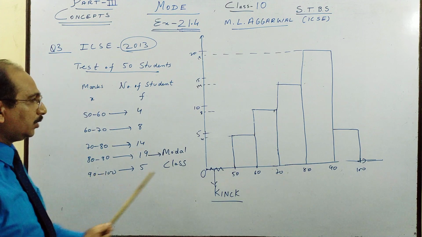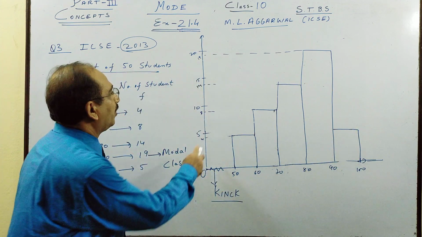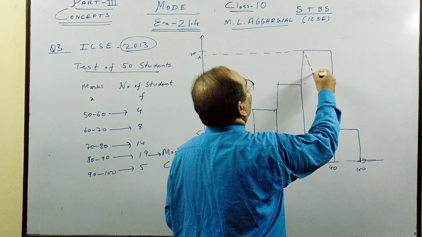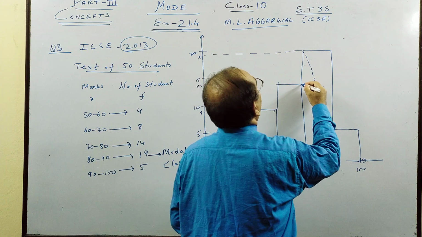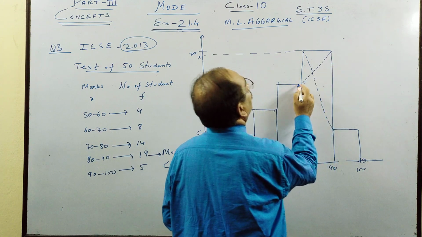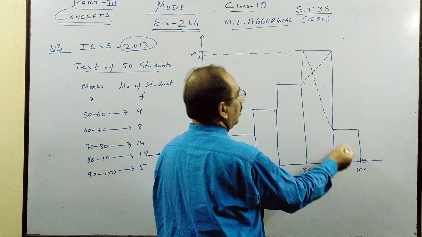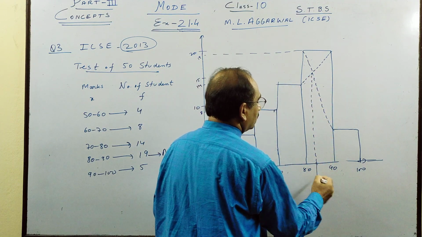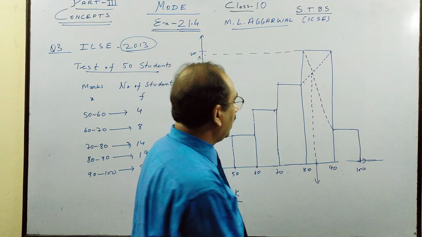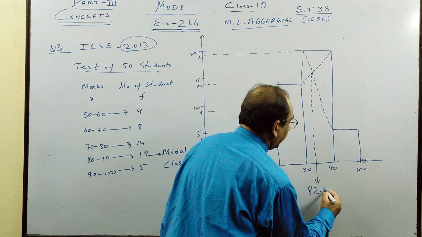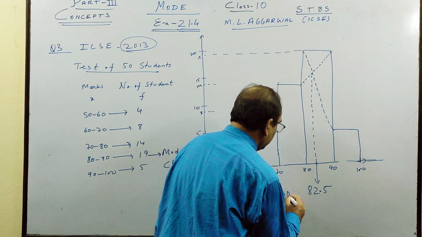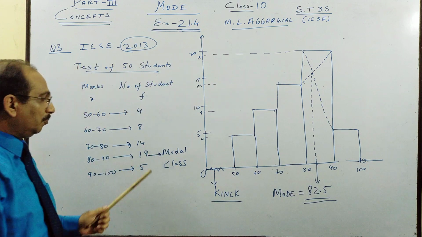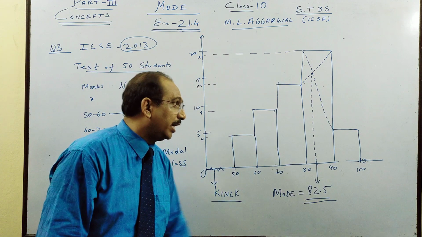So final thing, 90 to 100, 5. So this is up to 5. So finally I have got the histogram. I said draw two lines. Draw these two lines here, from this corner to this upper corner, and you drop a perpendicular here. So my answer may not be so correct. Roughly I am estimating it is 82.5. So mode, if you do on a graph paper, you should get this. So mode of these students is 82.5 marks, children.